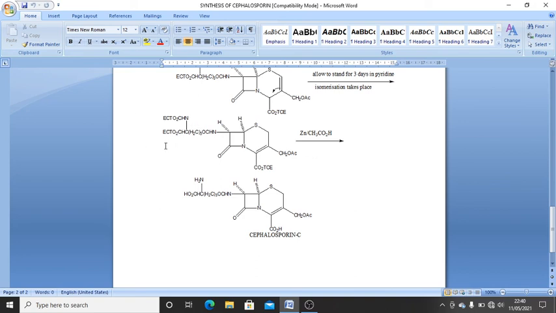All the compounds will be deprotected and we will be getting an NH2. We will be getting a free carboxylic acid at this position and this position to yield a cephalosporin C.